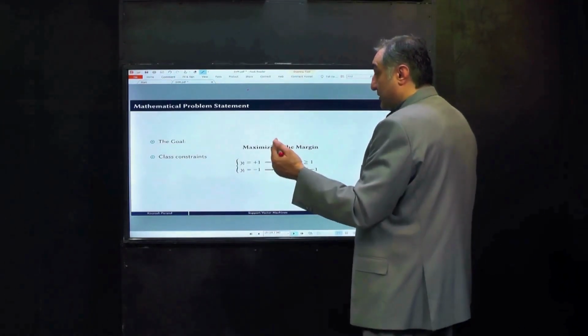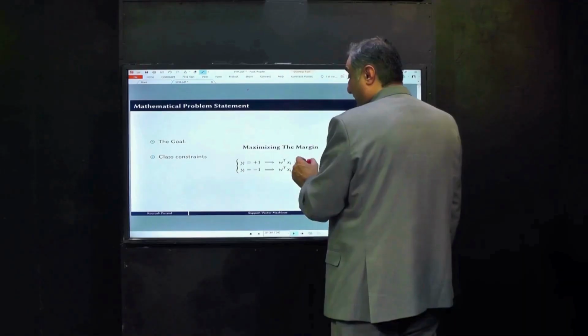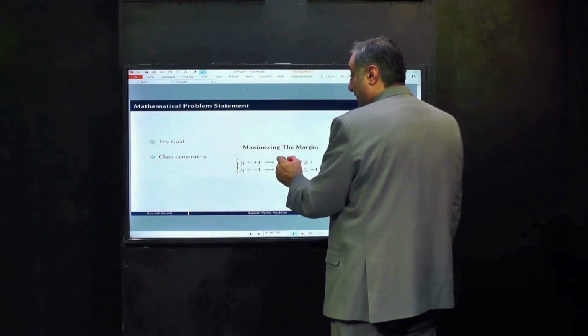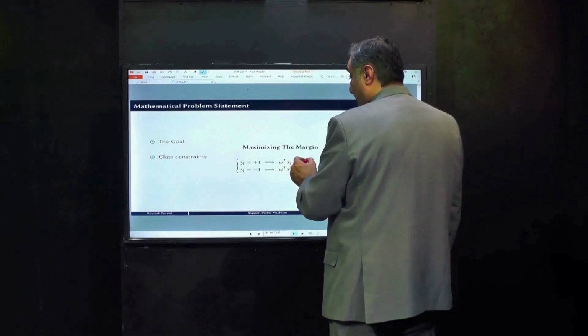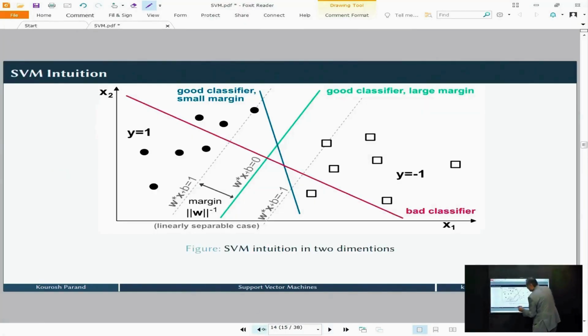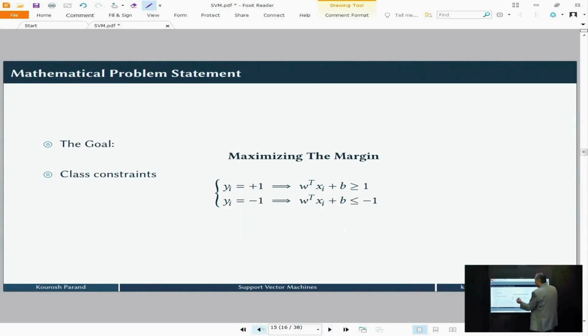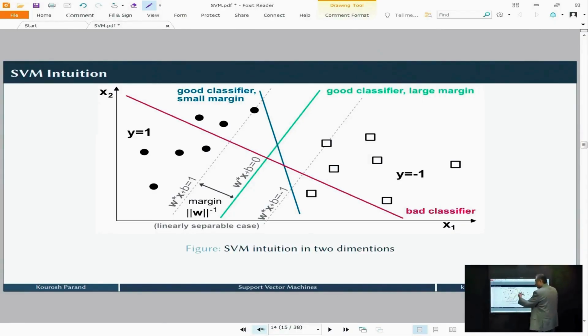We had two labels, 1 and -1. I also mentioned this half space that you have here, W transpose xi plus b is greater than or equal to 1. Right here. Correct. And W transpose xi plus b is less than or equal to -1. Let me tell you, it is in this section.